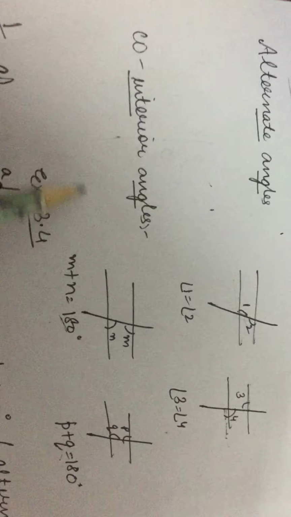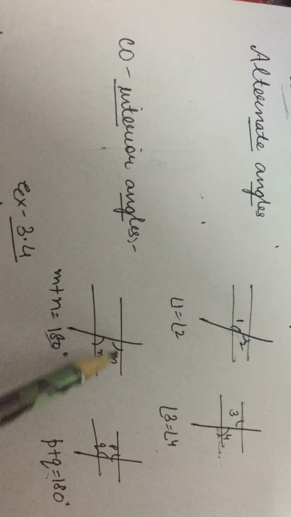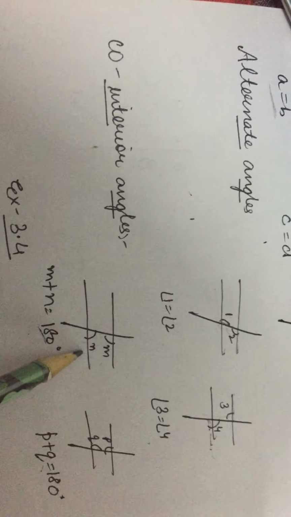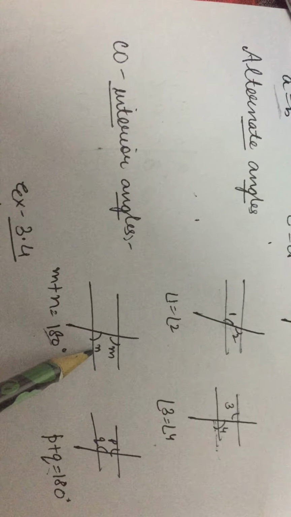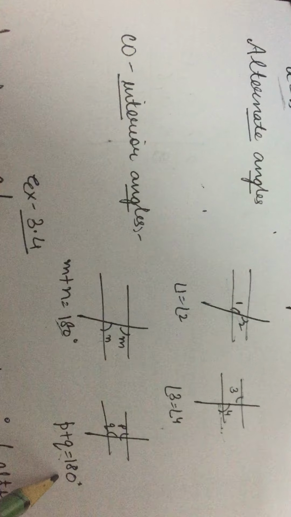Next is co-interior angles. Co-interior angles are those which are on the same side of the transversal and on the same side of parallel lines. M and N are co-interior angles. They are not equal, but their sum is 180. Similarly, P plus Q is 180.